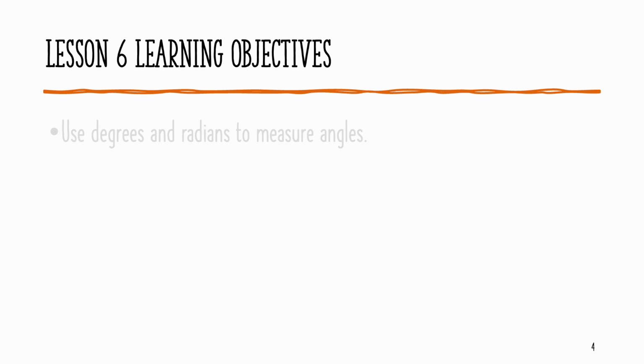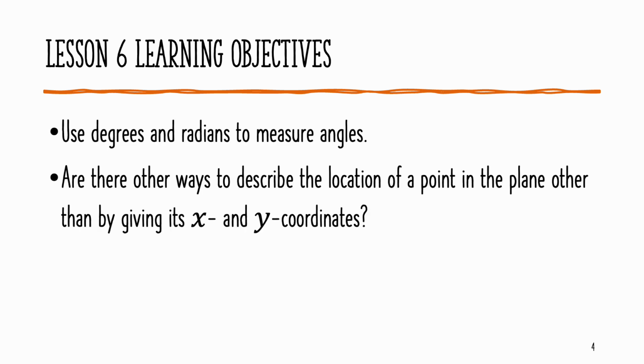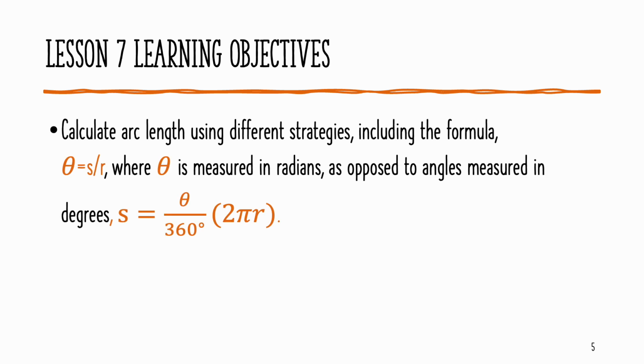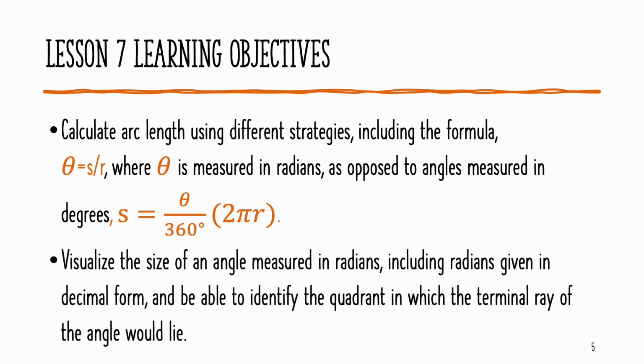Our lesson objectives are that we will use degrees and radians to measure angles. We will also talk about another way of locating a point on a plane. We will talk about arc length and radius relationship. We will calculate arc length using the equation theta equals S over R, or S equals R theta. And if we are working in degrees, we will rewrite that equation in a different form. The last one is we are going to visualize different sizes of angles in radians.